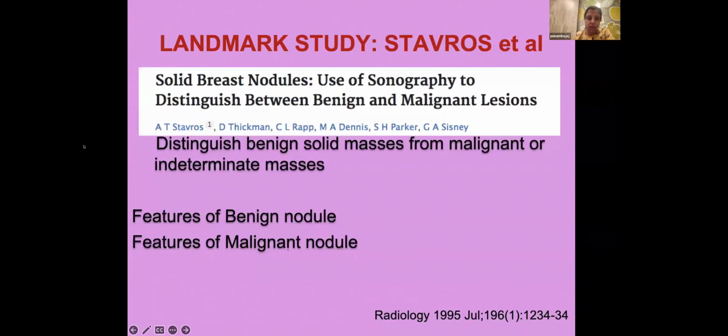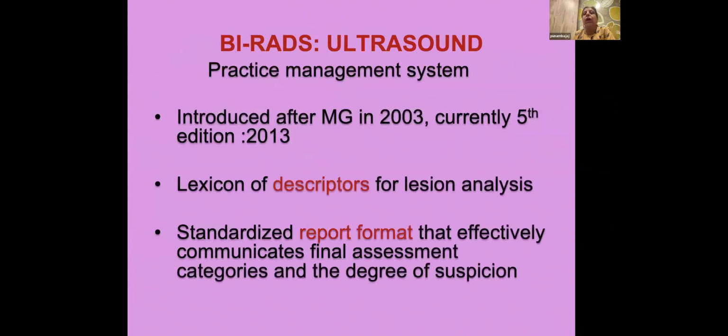He gave features of benign nodules and listed features of malignant nodules, and then used this classification model to decide: if they fit into benign features, they can be followed up. And if they were indeterminate or had features of a malignant nodule, then biopsy could be done for the lesions. And this was way back in 1995. Really, this study was the groundwork laid for the introduction of the ultrasound BI-RADS lexicon, which was released by the American College of Radiology 8 years later, in 2003.